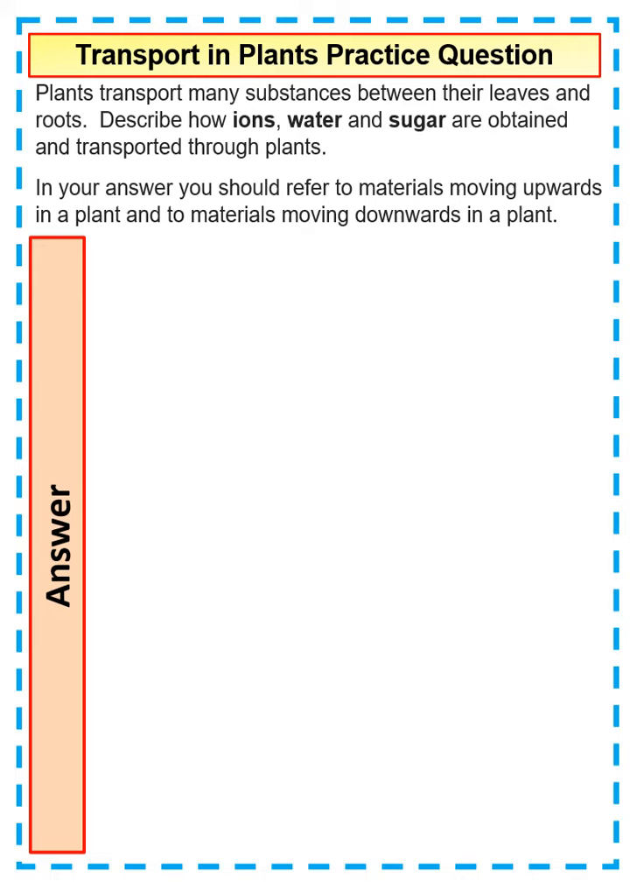So this is just a generalish question on transport of substances in plants. It says plants transport substances between their leaves and their roots, so that's what we need to be talking about. They transport ions, water and sugar, right? So we're going to need to talk separately about all three of those things. Describe how this takes place.